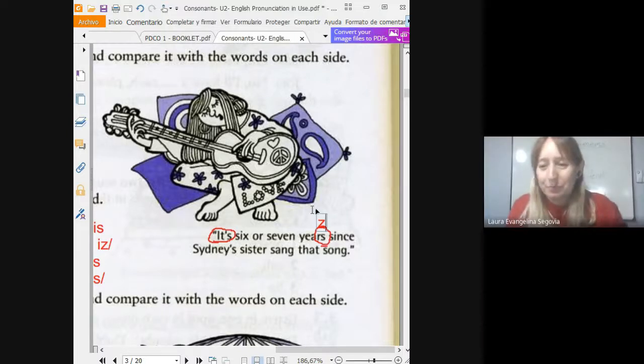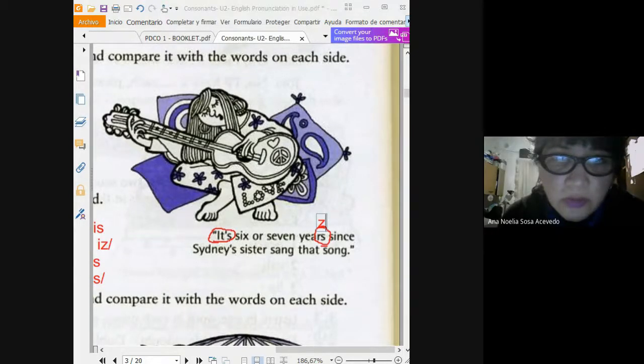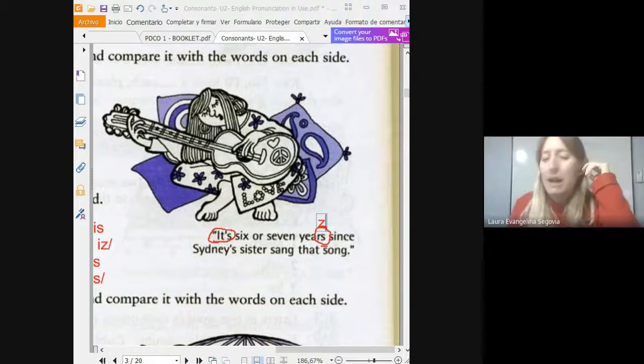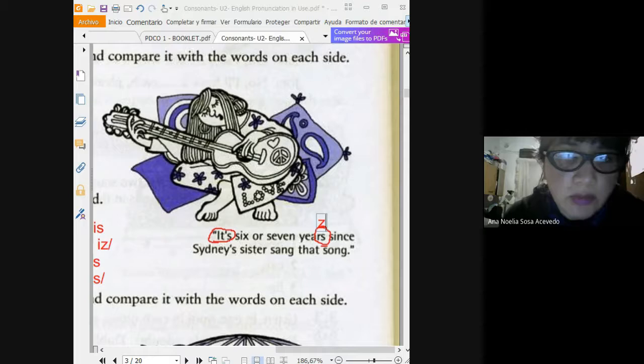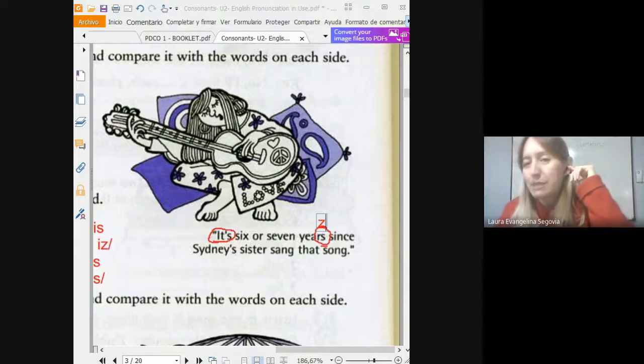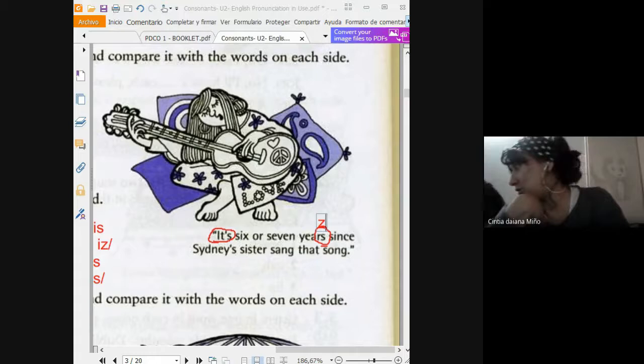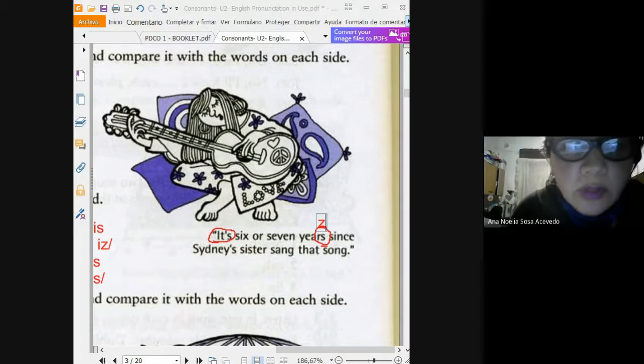Anna, your turn. Come on. It's 6 or 7 years since Sydney's sister sang that song. Faster. It's 6 or 7 years since Sydney's sister sang that song. 6, 6. Come on, repeat. It's 6 or 7 years since Sydney's sister sang that song.